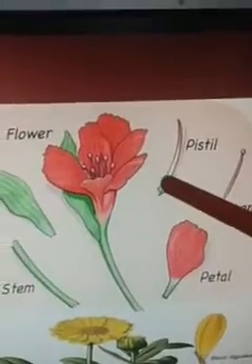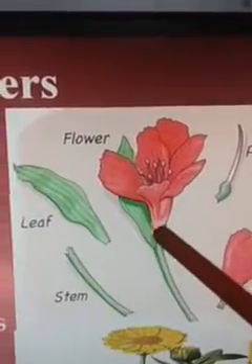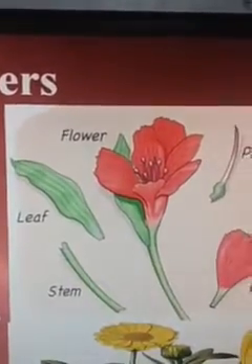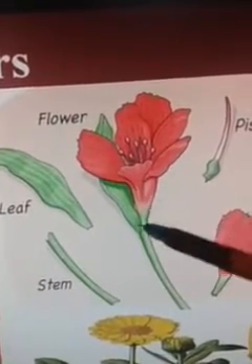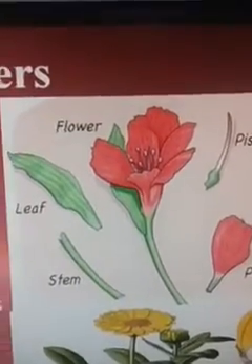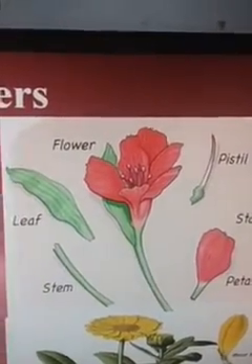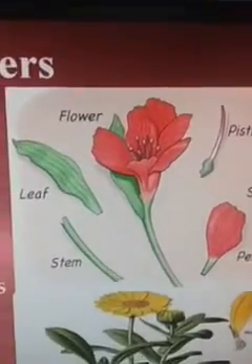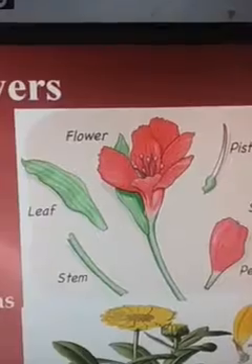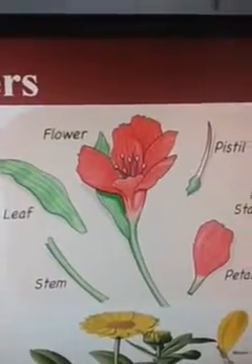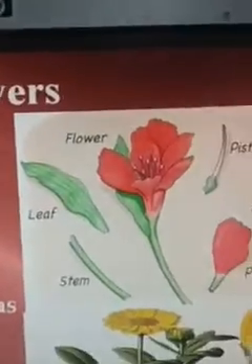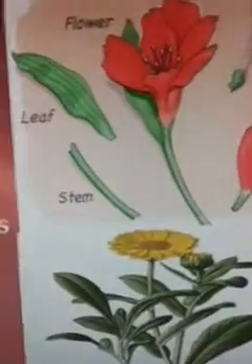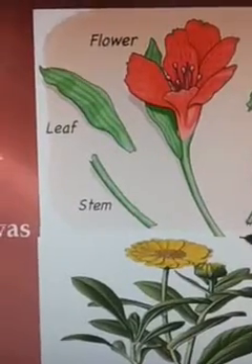See this one? This part is green in color. Here it comes, the sepals. At the base of the flower, the petals are there, no? Here it will be the sepal. Sepals actually protect the flower before blooming. Before blooming it will be a bud, and that bud is protected by these sepals. And the flower is joined to the stem by a stalk, to the branches of trees or plants.